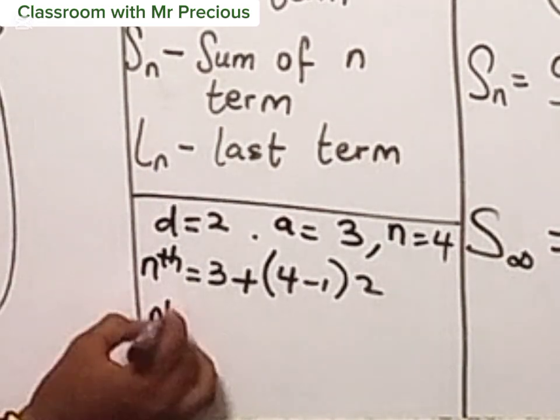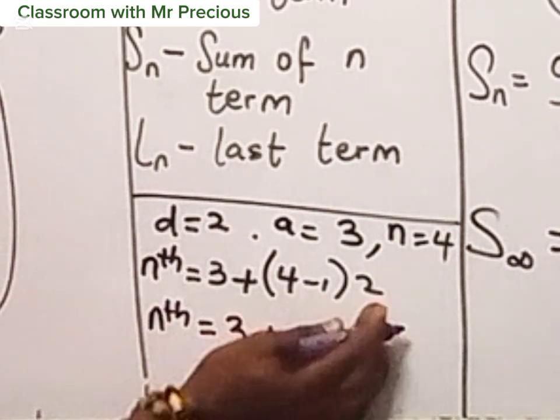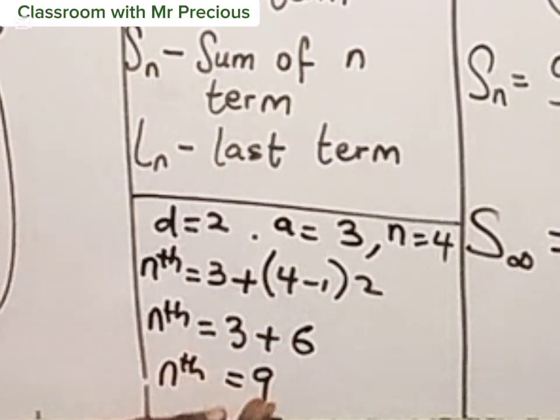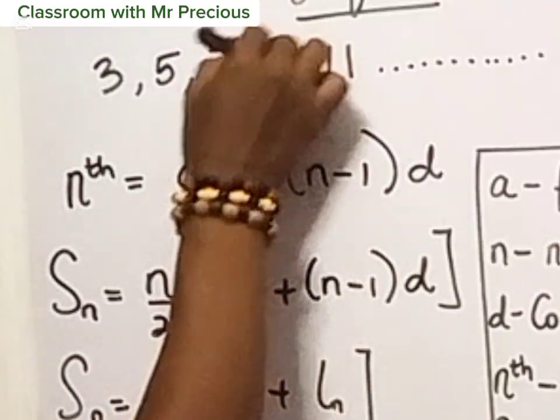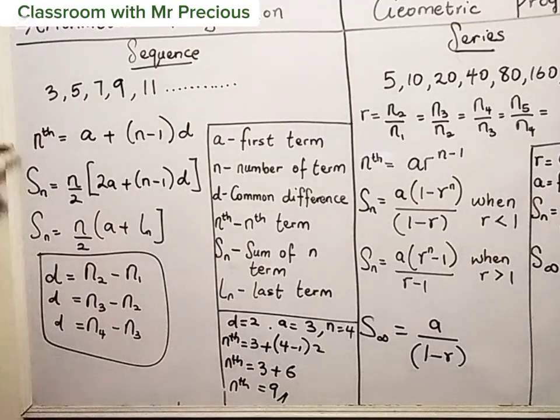So the nth term will now be what? 3 plus 3 times 2 is 6. What is 3 plus 6? 9. So you can get the fourth term as 9 by putting it in this formula. So that is for the nth term.